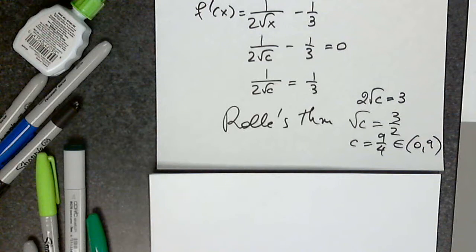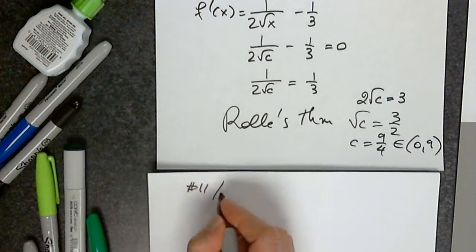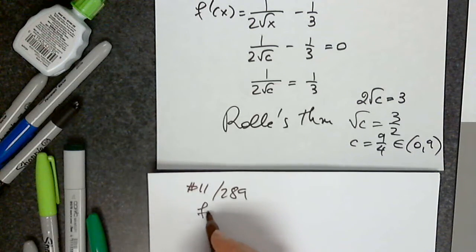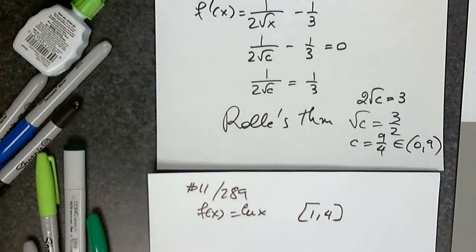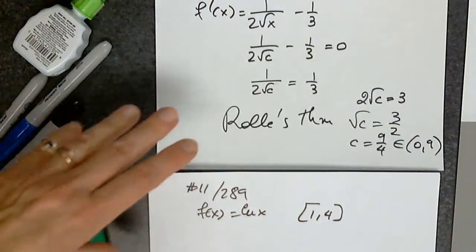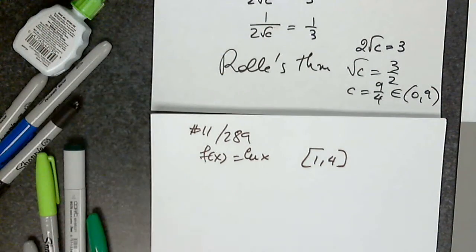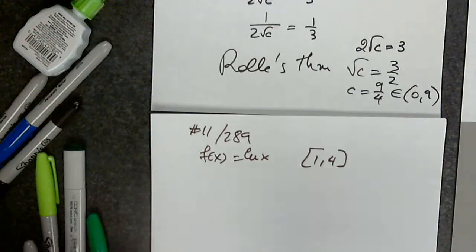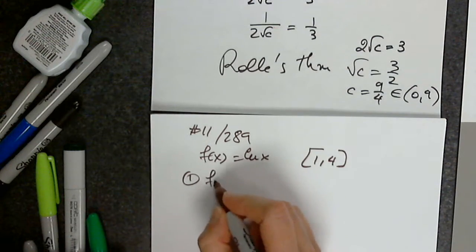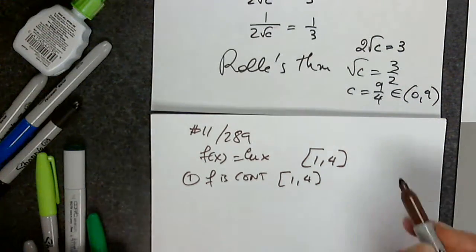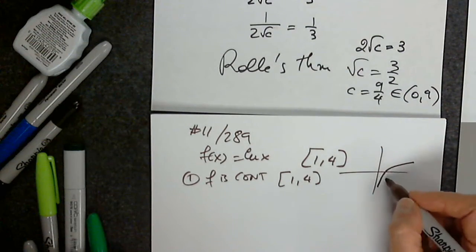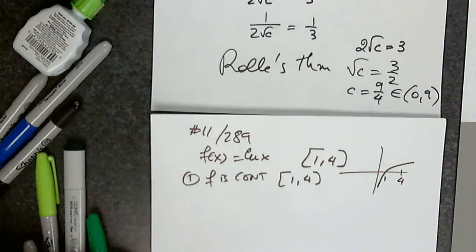Now let's look at the mean value theorem. Let's look at natural log. So this is problem 11 on page 289. So we have f of x equals natural log x on the interval 1, 4. The mean value theorem is more relaxed. It only has two conditions. I only have to show, number one, that f is continuous on 1, 4. I know it's continuous because I know its graph. So this is 1 and this is 4. The function is continuous on 1, 4 because that's the graph of natural log.